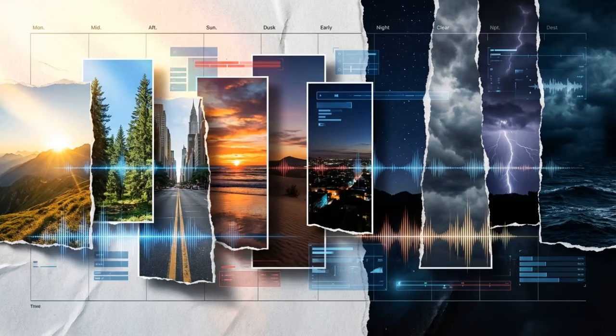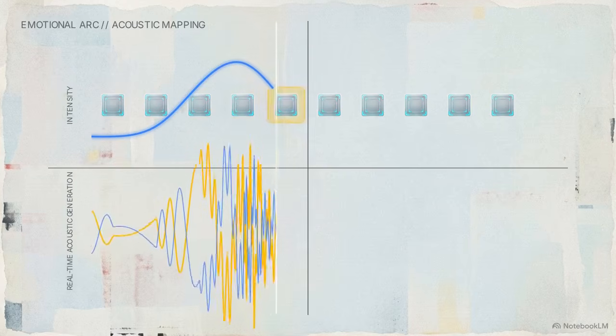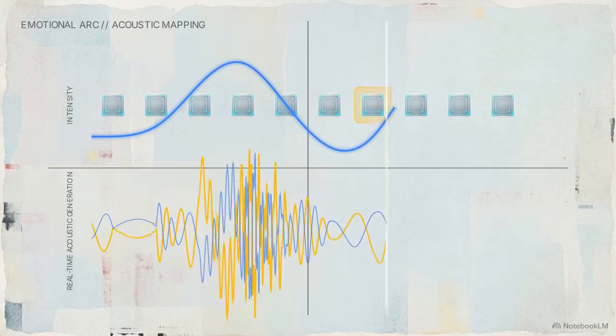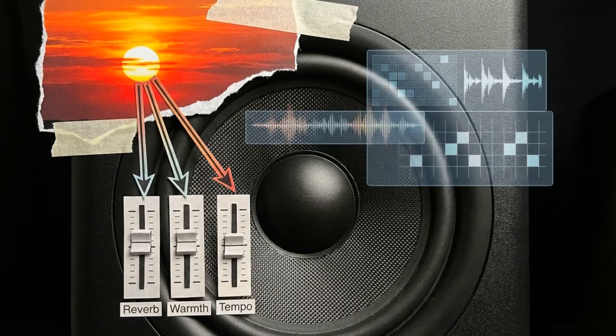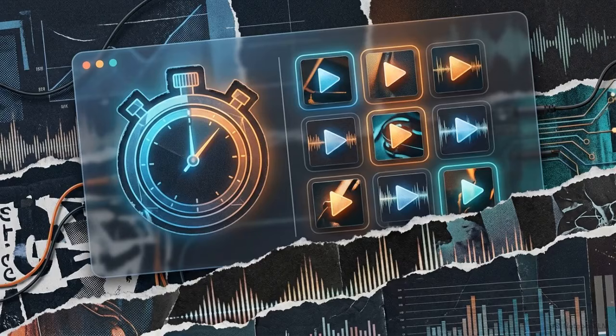You can upload a sequence of up to 10 images at once. The system reads the progression of those visual frames to map out exactly how the track's dynamics and emotional arc should evolve over time. By pulling parameters directly from lighting, color, and subject matter, the model converts visual storytelling into a calculated musical foundation.